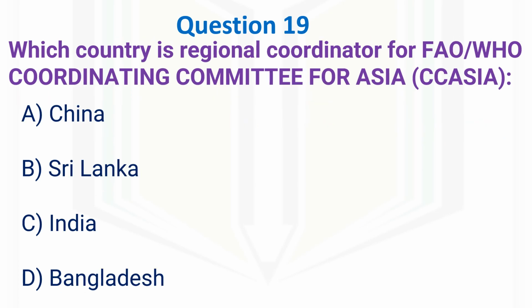Question number 19. Which country is the regional coordinator for FAO or WHO Coordinating Committee for Asia? That is CCASIA. So options are China, Sri Lanka, India and Bangladesh, and the correct option is option number A, China. So this committee, that is the Coordinating Committee for Asia, it promotes the coordination of all the regions and it also defines and promotes the information of concerns and food standards within these regions.